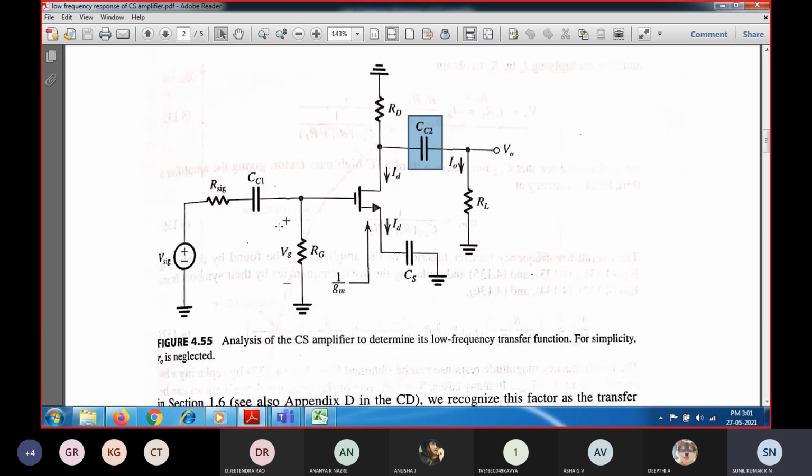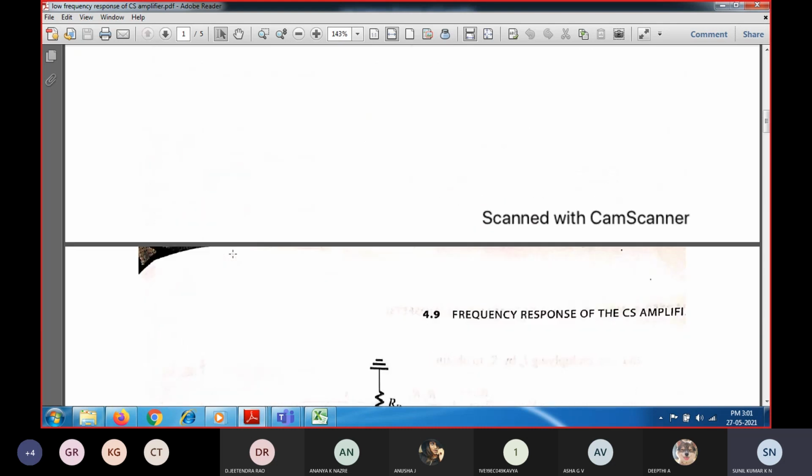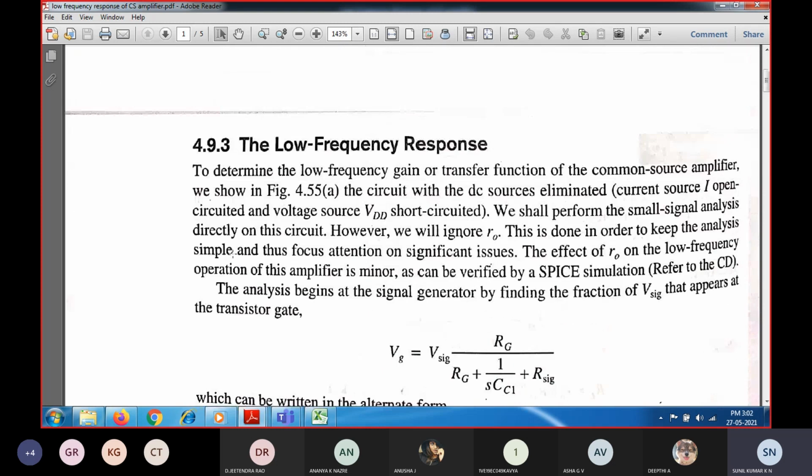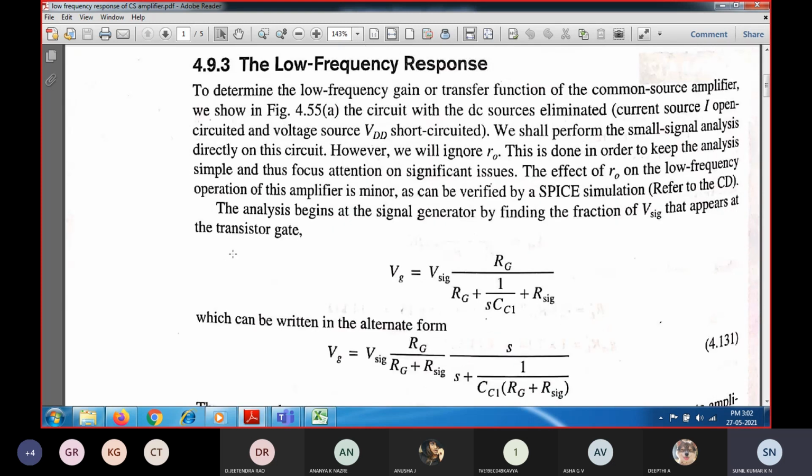Then we need to do the corresponding analysis. Directly, if I consider the circuit diagram, we can see Vsig and Rsig, which is nothing but a signal source, through which coupling capacitor CC1 is being coupled to the input side, and we can see the analysis of the circuit for this one. So this is the low frequency response.